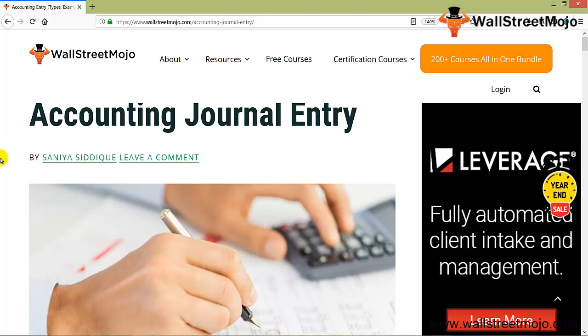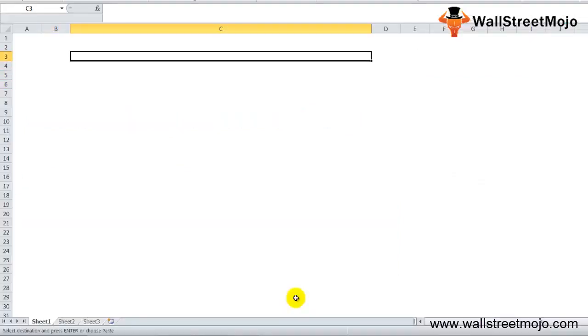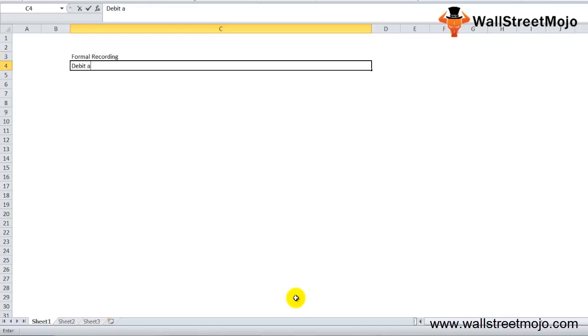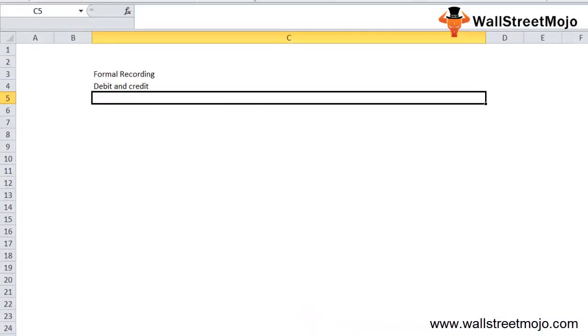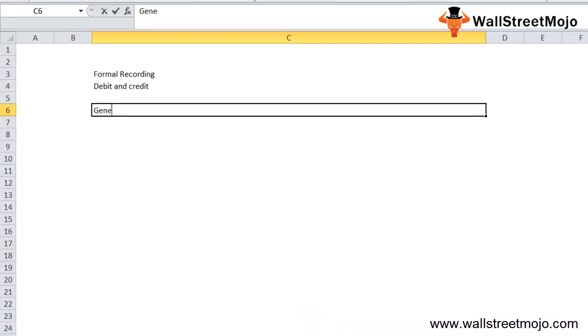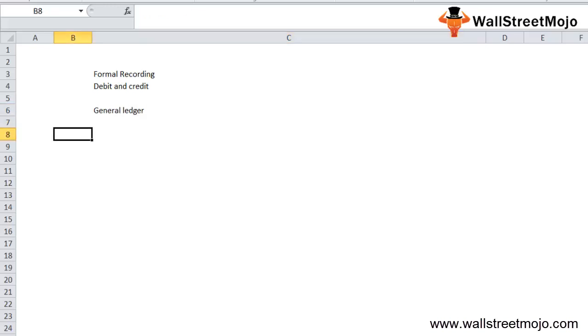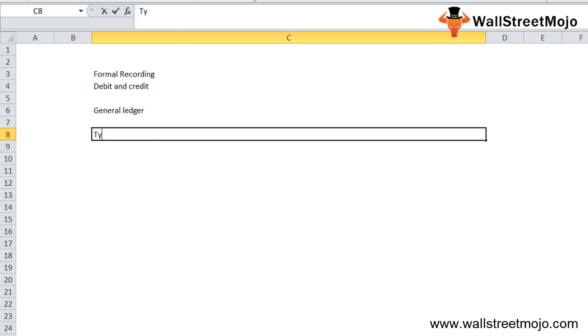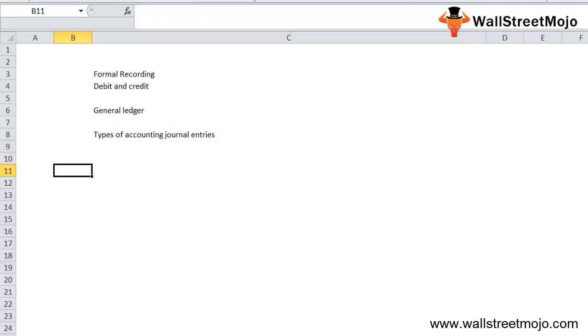Friends, today we have a topic that is accounting journal entries. We are going to understand this in a detailed format, but first we need to get into the nitty-gritty of what exactly this concept is all about. An accounting journal entry is a formal recording of transactions, where the debit and credit of the transactions are recorded in the journal ledger, and this is a written record of the commercial transactions. Now there are some types of accounting journal entries. We are going to study each and every one of them.